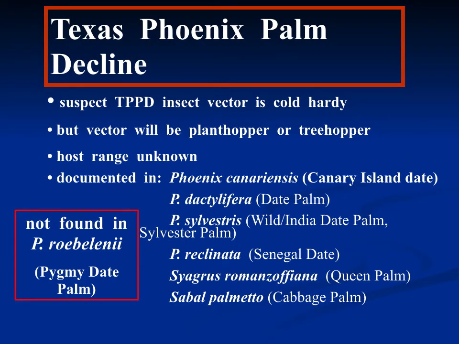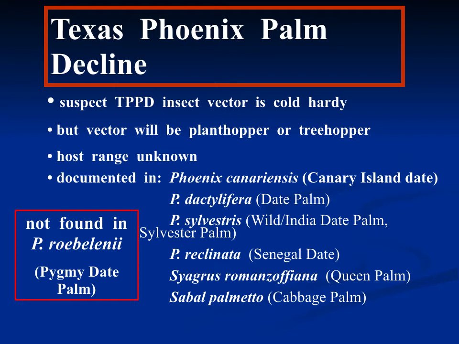Texas Phoenix palm decline. What's getting it around the area of Central Florida? We suspect Texas Phoenix palm decline is insect vectored, and it's a cold hardy insect, unlike what we saw with lethal yellowing and what moves it around. The vector will probably be a plant hopper or a tree hopper of some sort. You can Google search those terms for images of those particular groupings of insects. They both have piercing, sucking mouth parts, perfect for transmitting diseases. The host range of Texas Phoenix palm decline disease is simply unknown at this point.